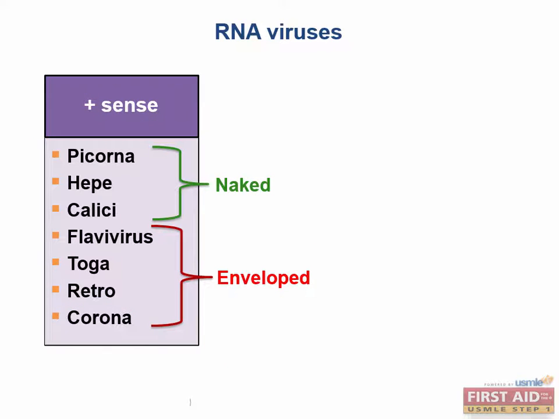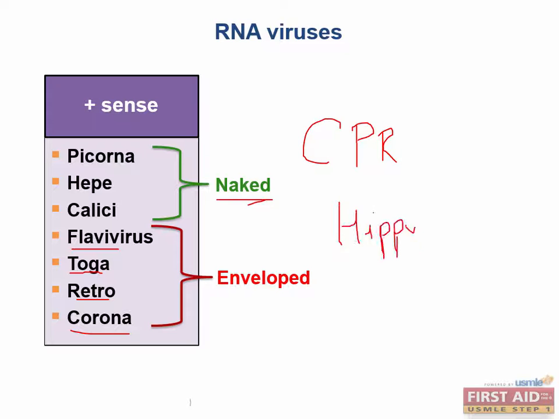The picorna, hepe, and calicivirus are naked, while the flavivirus, togavirus, retrovirus, and coronavirus are enveloped. Remember, along with the reovirus, you can use the mnemonic C, P, R, and hepe to remember the non-enveloped RNA viruses. That would be the calicivirus, the picornavirus, the reovirus, and the hepevirus.